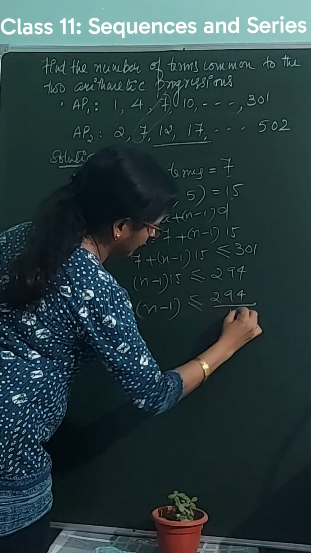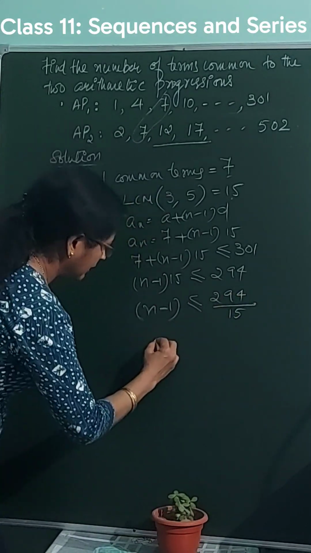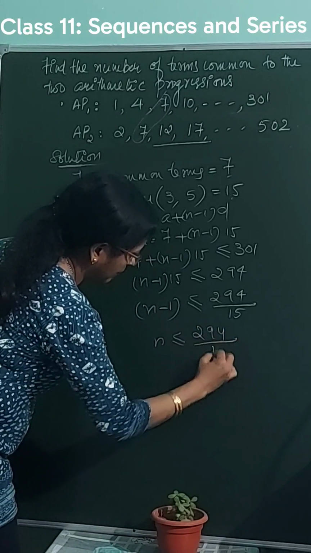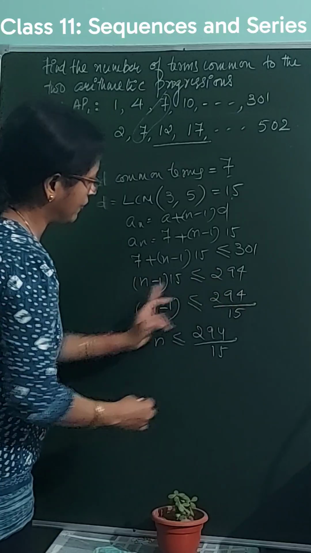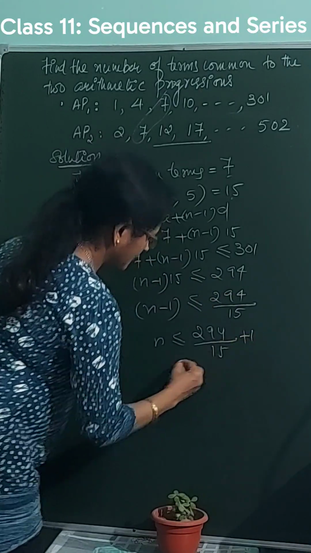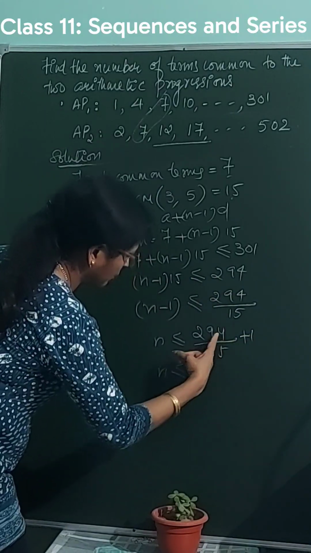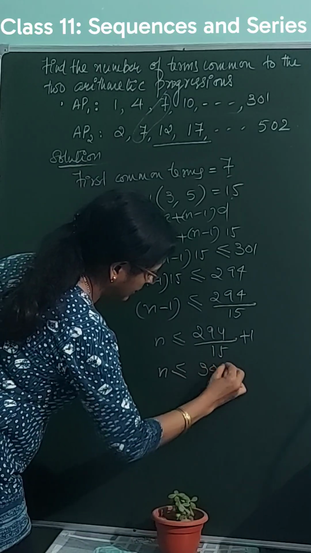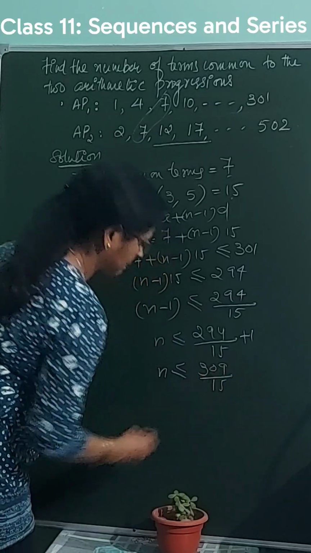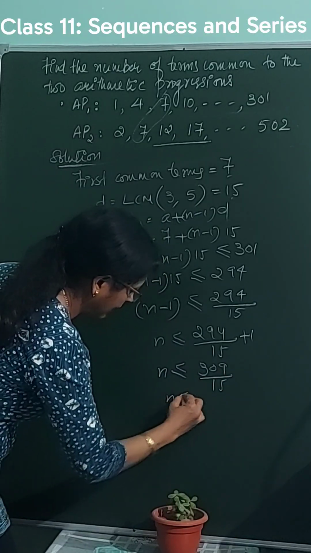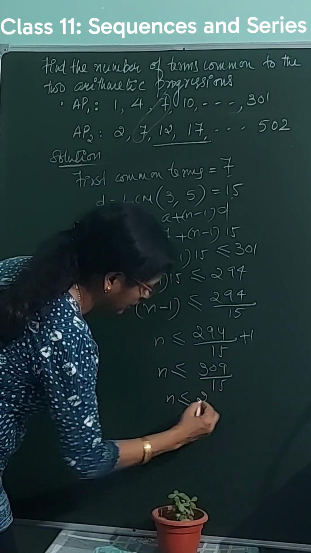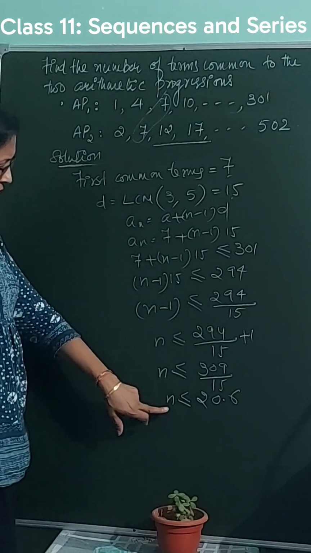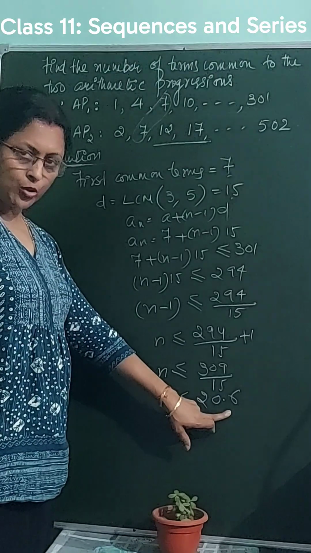That means n should be less than or equal to 294 divided by 15 plus 1. Add 1 to both sides. That means n should be less than or equal to 309 divided by 15. If we divide this, we will get n less than or equal to 20.6. So the number of terms should be less than or equal to 20.6.